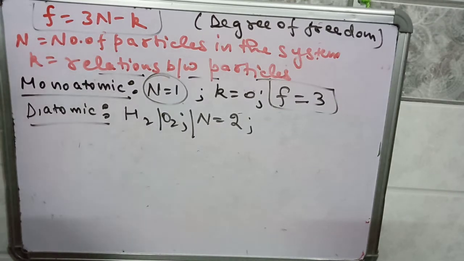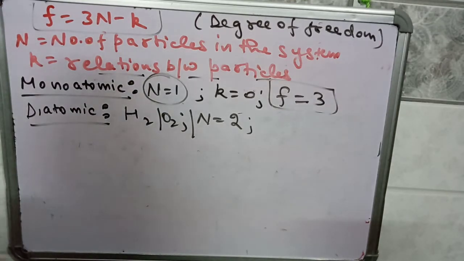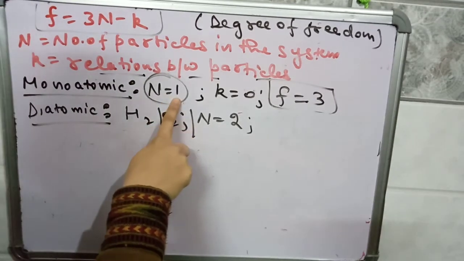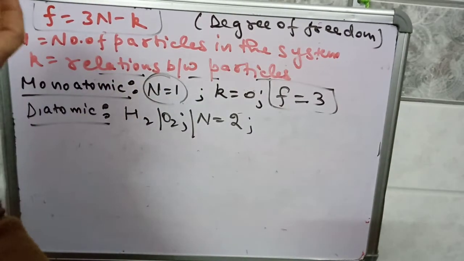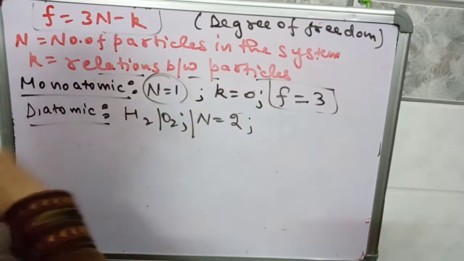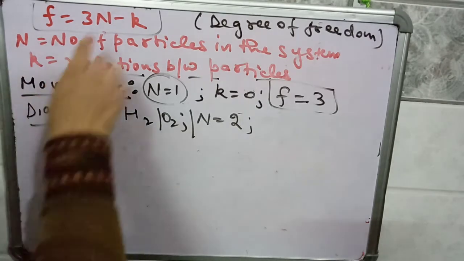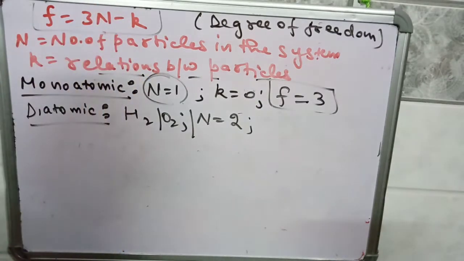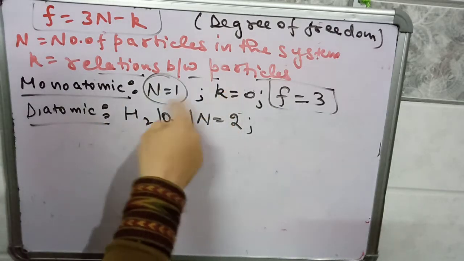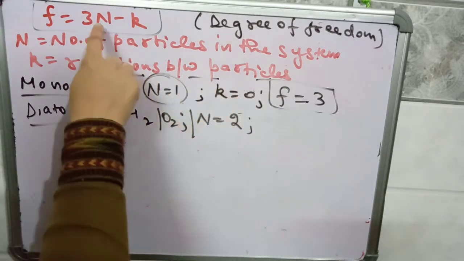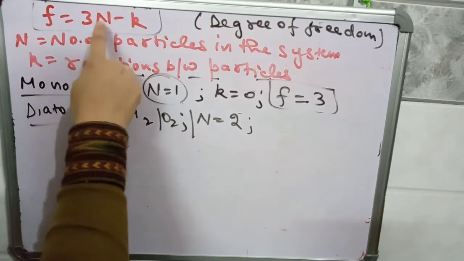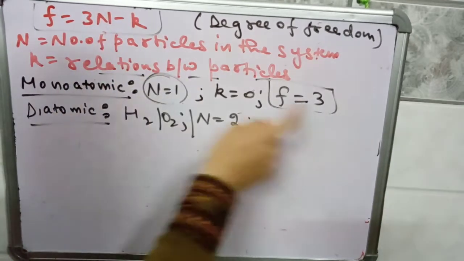So for a monoatomic gas, N is equal to 1. And if there is not any other particle, there will be no relation with the other particle. Now, this monatomic gas can only have translatory motion. Okay, it can only have translatory motion. So put the value of N here. What will you get? K is 0, 3 degrees of freedom.